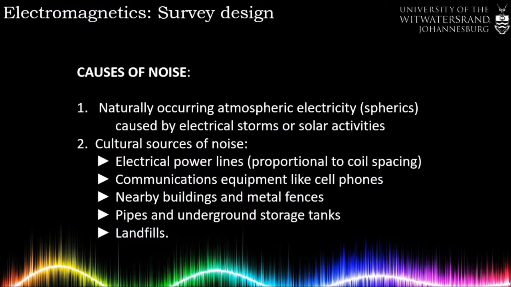Sources of noise. Spherics, which is our signal in MT, is a noise in EM because it's producing a source that we don't know where it's coming from, and we need to know it for EM. And then cultural stuff is again electrical power lines, communication equipment, so it's the frequency stuff. Nearby buildings, pipes, and landfills. And I want to add any agricultural equipment that has to do with irrigation, because it leaks a lot of current into the ground. Power line noise is proportional to coil spacing.